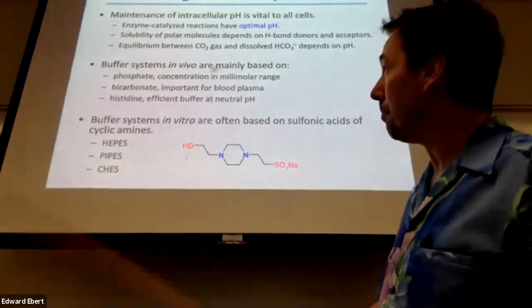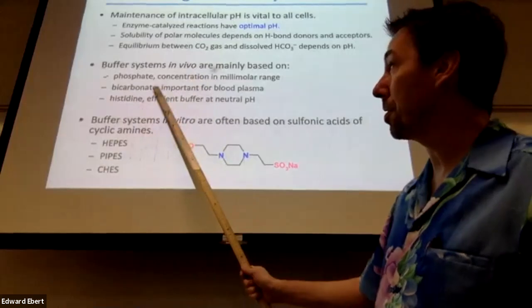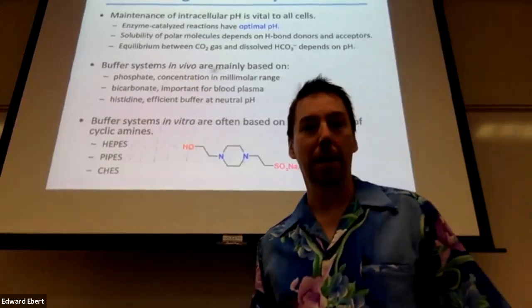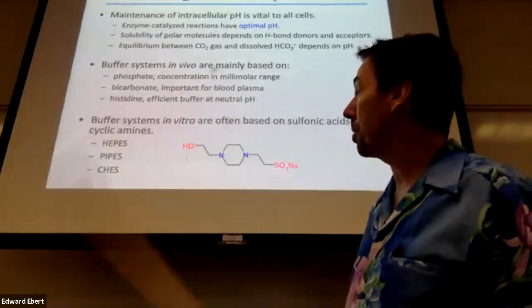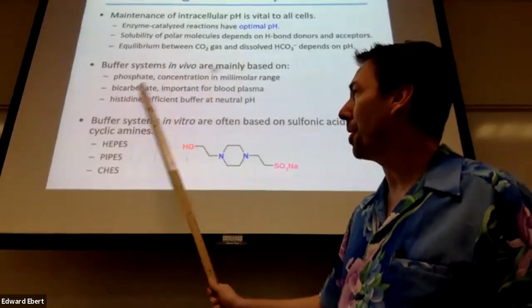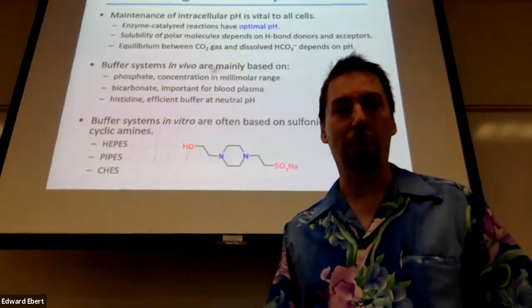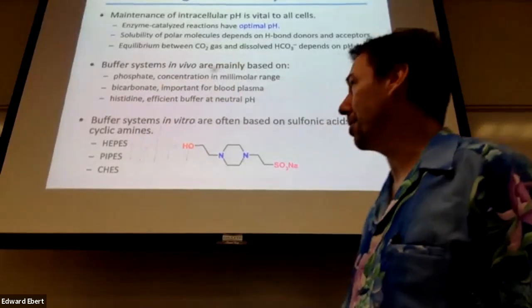Okay. Buffer solutions are mainly based on phosphate, bicarbonate, and a little bit on histidine. Our phosphate concentrations are typically going to be in the millimolar range. I'm going to know that bicarbonate is how we buffer our bloodstream, and histidine helps keep things buffered.